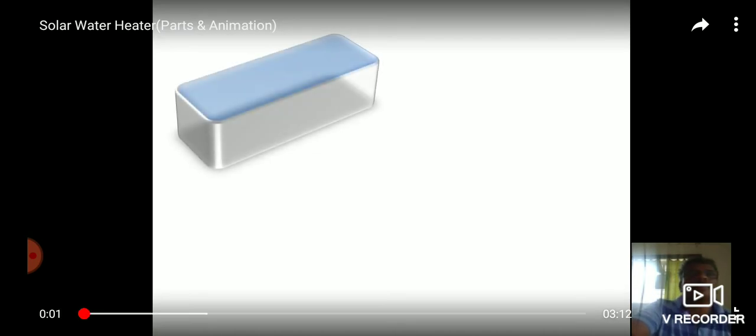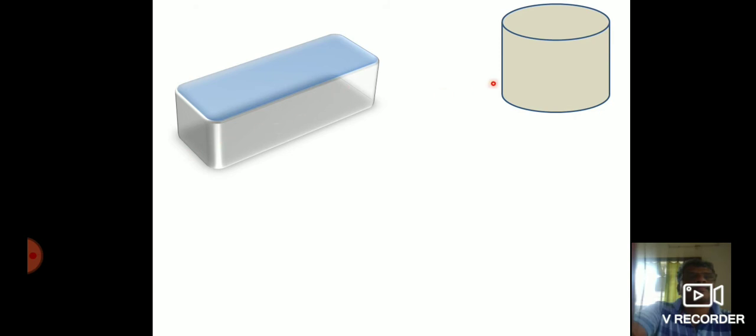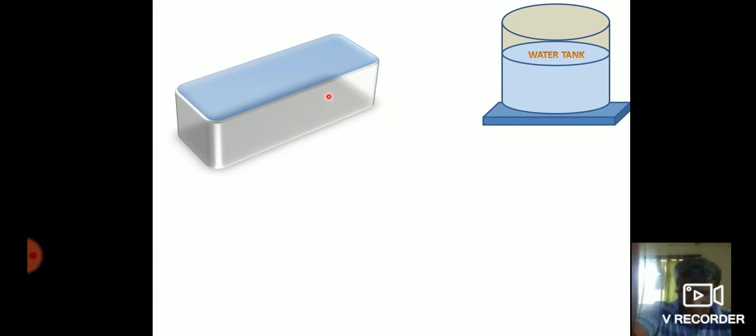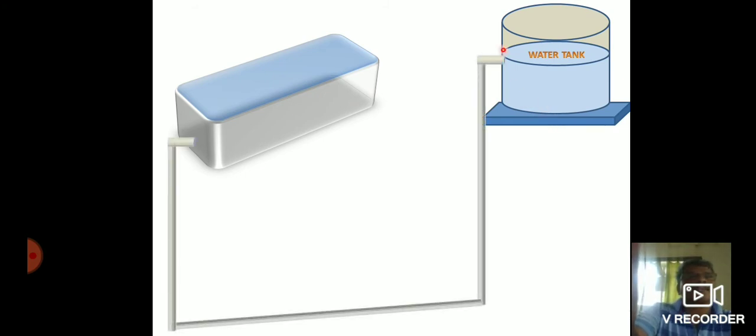Today we will discuss the solar water heater. There is a container and there is a water tank. This is a solar water container. This is a water tank in which we have water, which will be at a higher height than this solar water container. The water tank is at height. This will be connected with a pipe. This water tank will supply the water to this solar container.